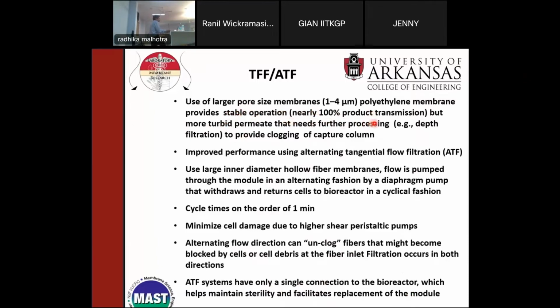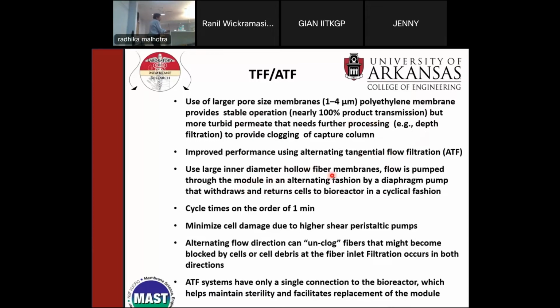operation, nearly 100% product transmission. The problem then is you have a turbid permeate. There is a possibility of fouling, which means you cannot use it directly in the capture column, or you'll start plugging up your chromatography resin. So you have to put in an additional depth filter or something. So that's complicated. Improve performance using something called alternating tangential flow filtration.